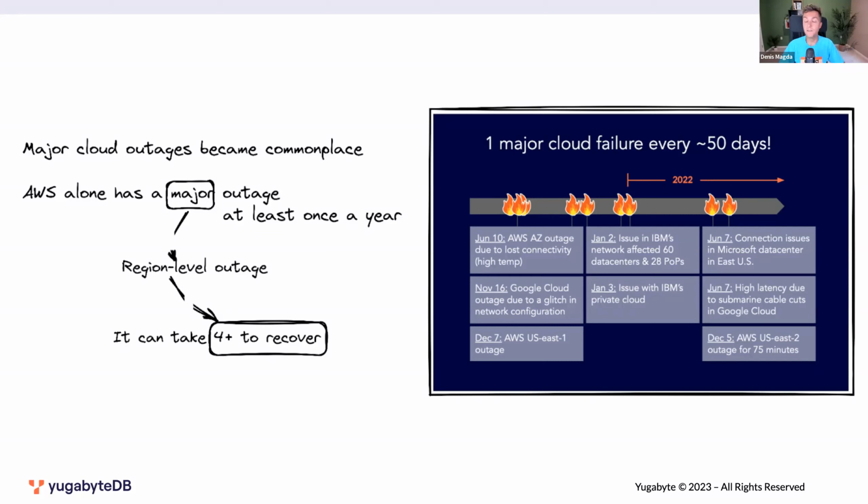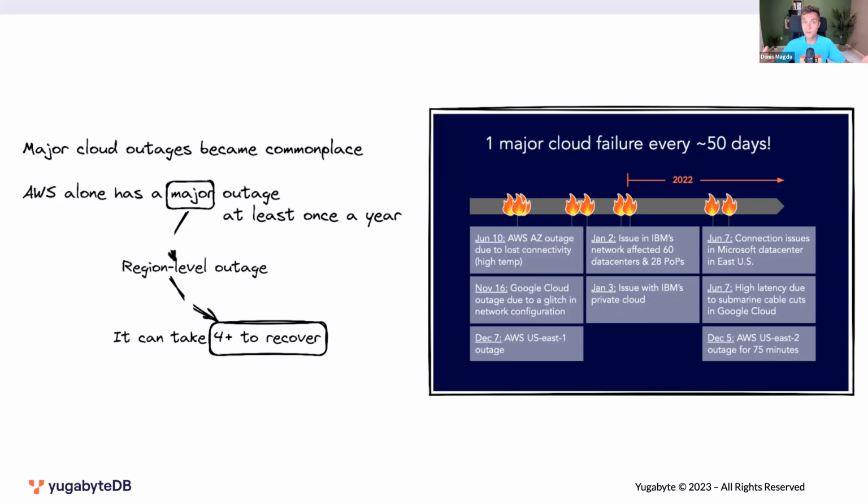Amazon actually does a brilliant job. They document all their major incidents so that their customers and their engineering team can learn and improve from those incidents. And based on their statistics, on average, it took them 4 hours plus to recover from a major incident. So keep this in mind.